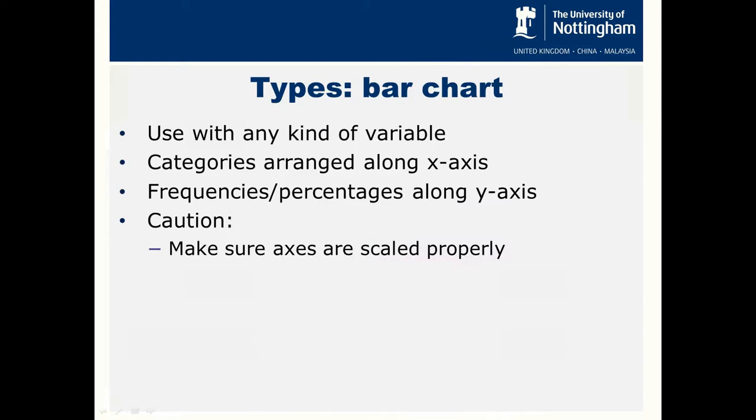Okay, on to the second type, bar charts. You can use these with any kind of variable, so you can use them with categorical variables like marital status. You could also use it with continuous variables like age. And the major failure that tends to occur with bar charts is making sure that your axes are scaled properly. And we'll see what that means in just a moment.